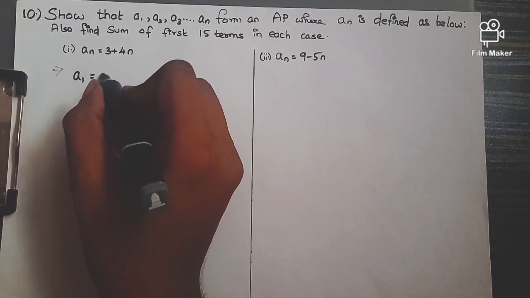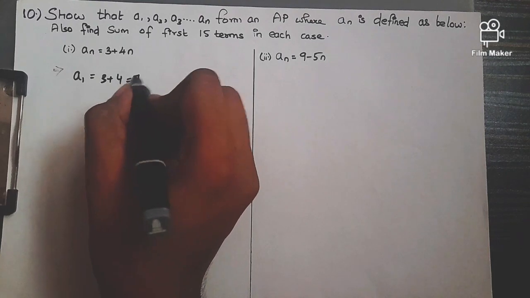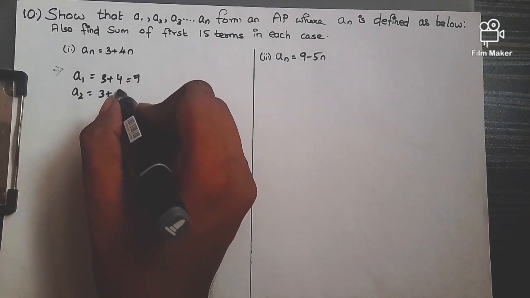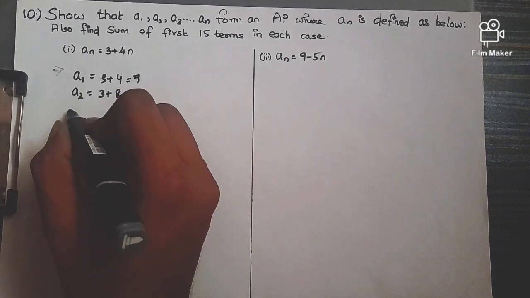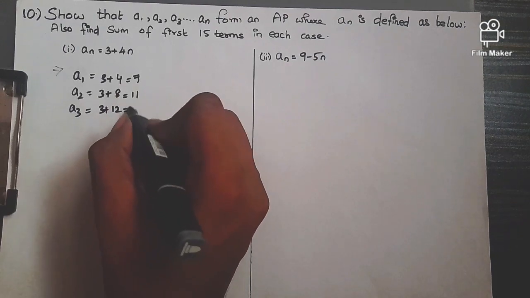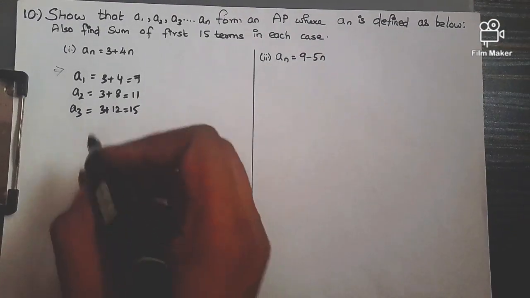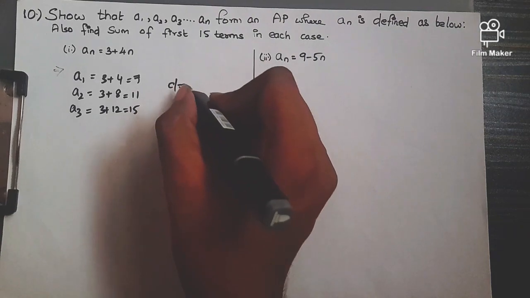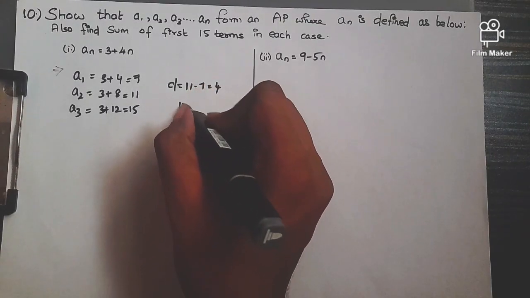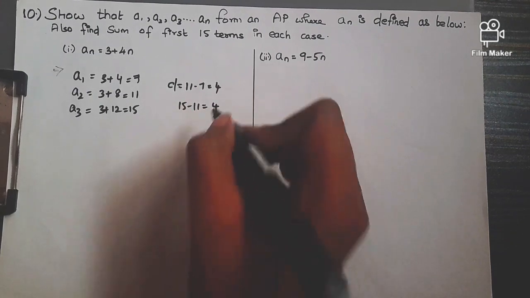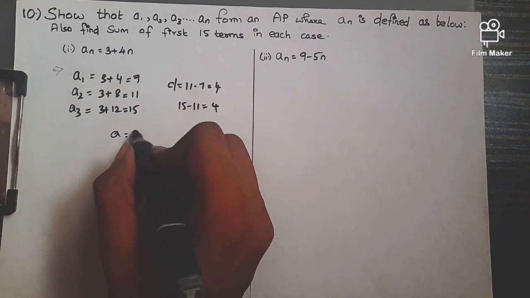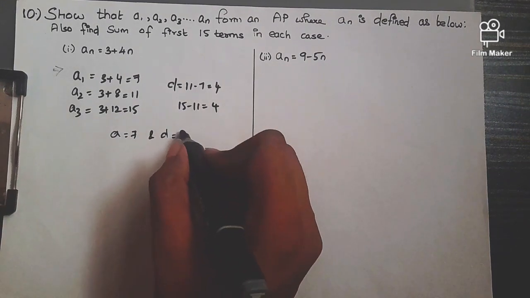So a1 equal to 3 plus 4, that is equal to 7. a2 equal to 3 plus 8, that is equal to 11. Similarly a3 equal to 3 plus 12, that is 15. So the common difference is nothing but a2 minus a1, so 11 minus 7 equal to 4. Similarly a3 minus a2, so 15 minus 11 equal to 4. So this forms an AP with the first term a to be 7 and the common difference is 4.